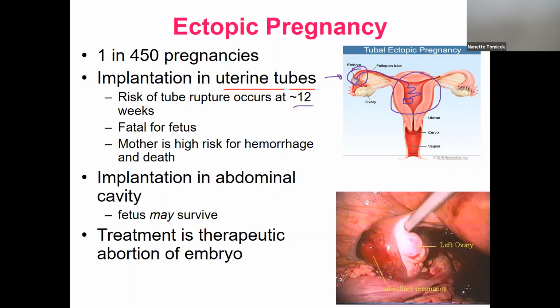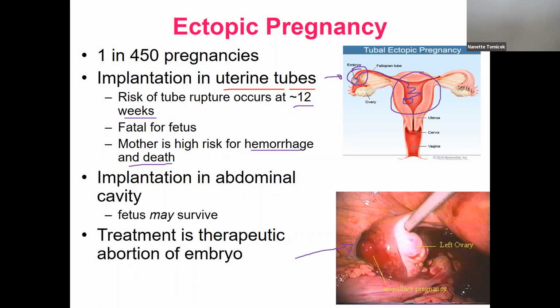So at about 12 weeks, we reach the point at which the embryo is starting to get big enough that it can't live in the uterine tube anymore. And unfortunately, there's really not a way to get the embryo and move it. You're going to lose the embryo. You can't leave it where it is, though, because it's also going to kill the mother. She's at a very high risk for hemorrhage and death.